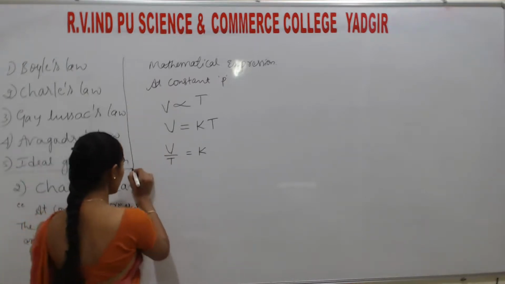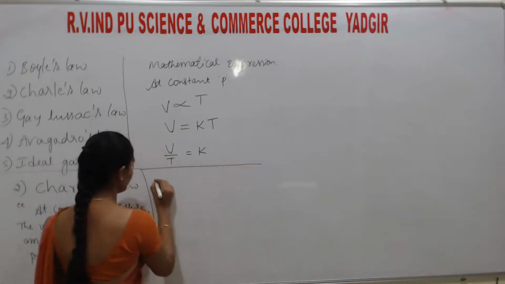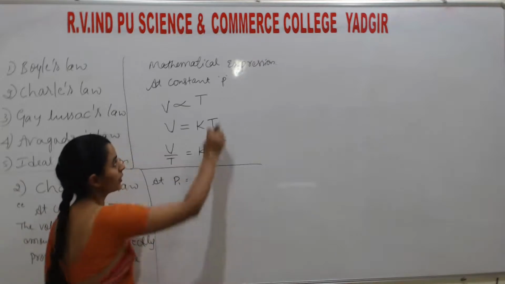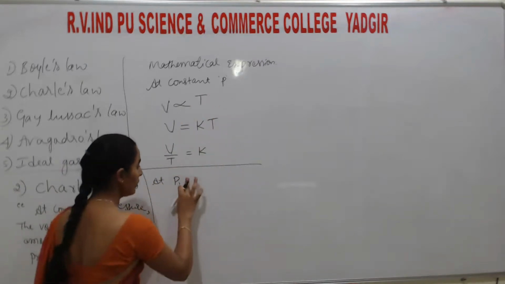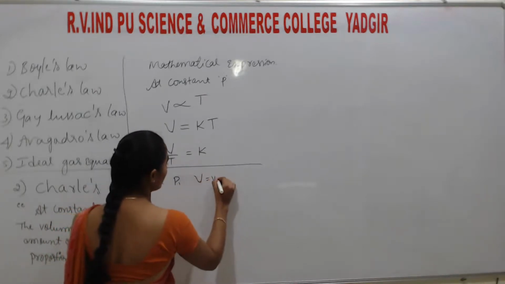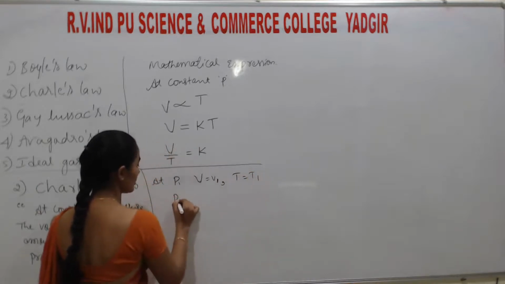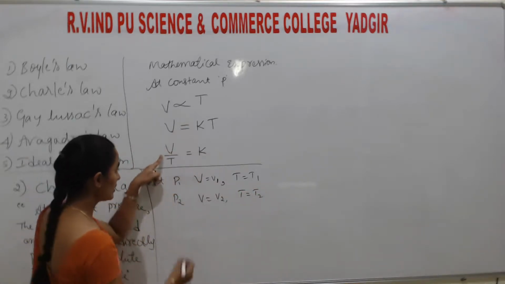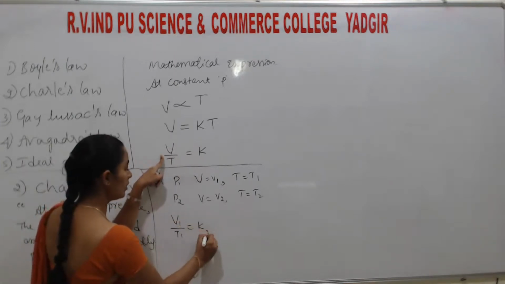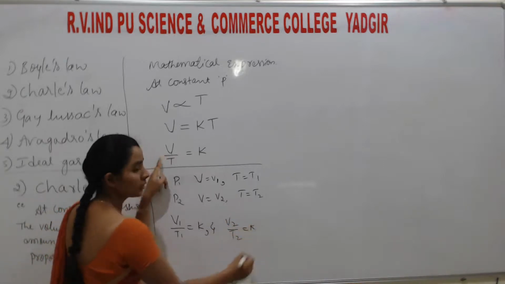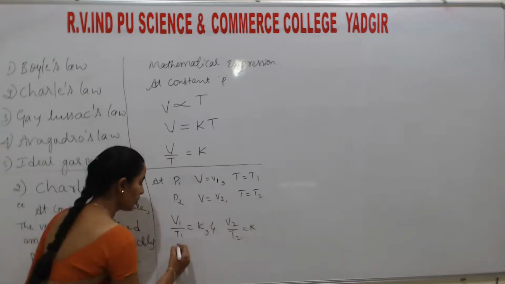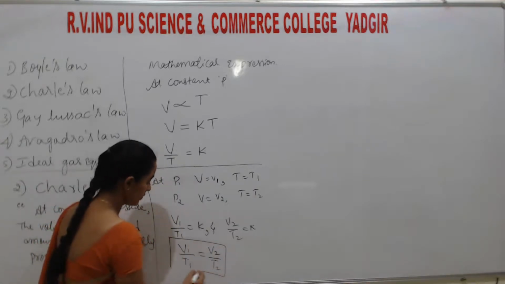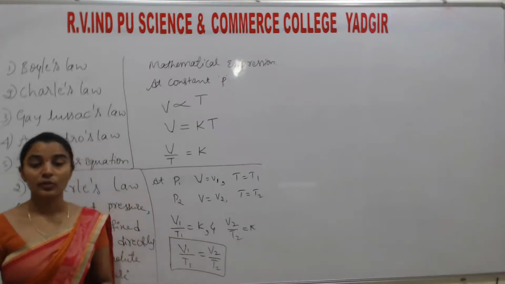So students, if you want this expression for different variables, like at pressure P1, it is constant as I told you. Then V is equal to V1, T is equal to T1. Next at pressure P2, V is equal to V2, T is equal to T2. So if we compare, students, this equation, V1 by T1 is equal to K and V2 by T2 is equal to K. If both are equal to a constant, then this equation becomes V1 by T1 is equal to V2 by T2. This is the expression of Charles' law which tells about two different variables.